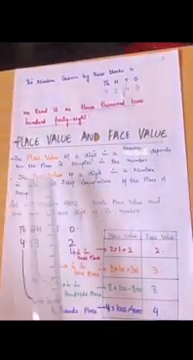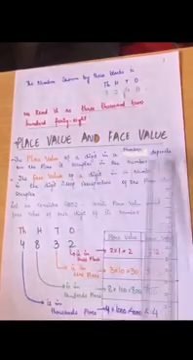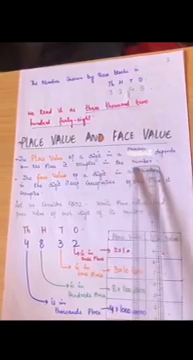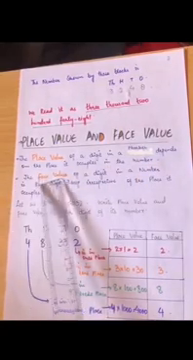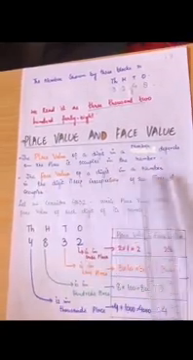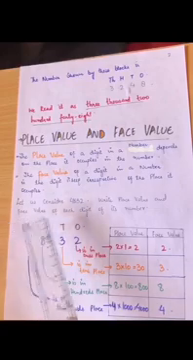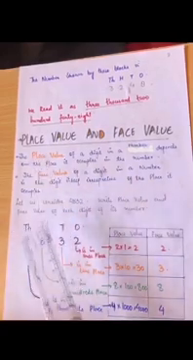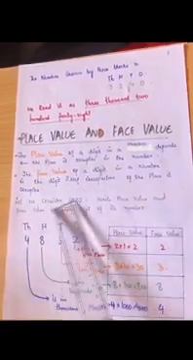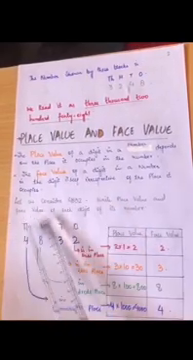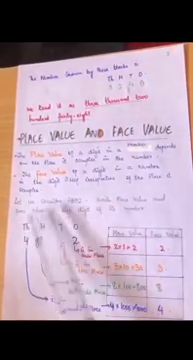Now, place value and face value. The place value of a digit in a number depends on the place it occupies in the number. And the face value of a digit in a number is the digit itself, irrespective of the place it occupies. Now, let us consider an example to understand this concept better. We take 4832. Now, write the place value and the face value of each digit of this number.